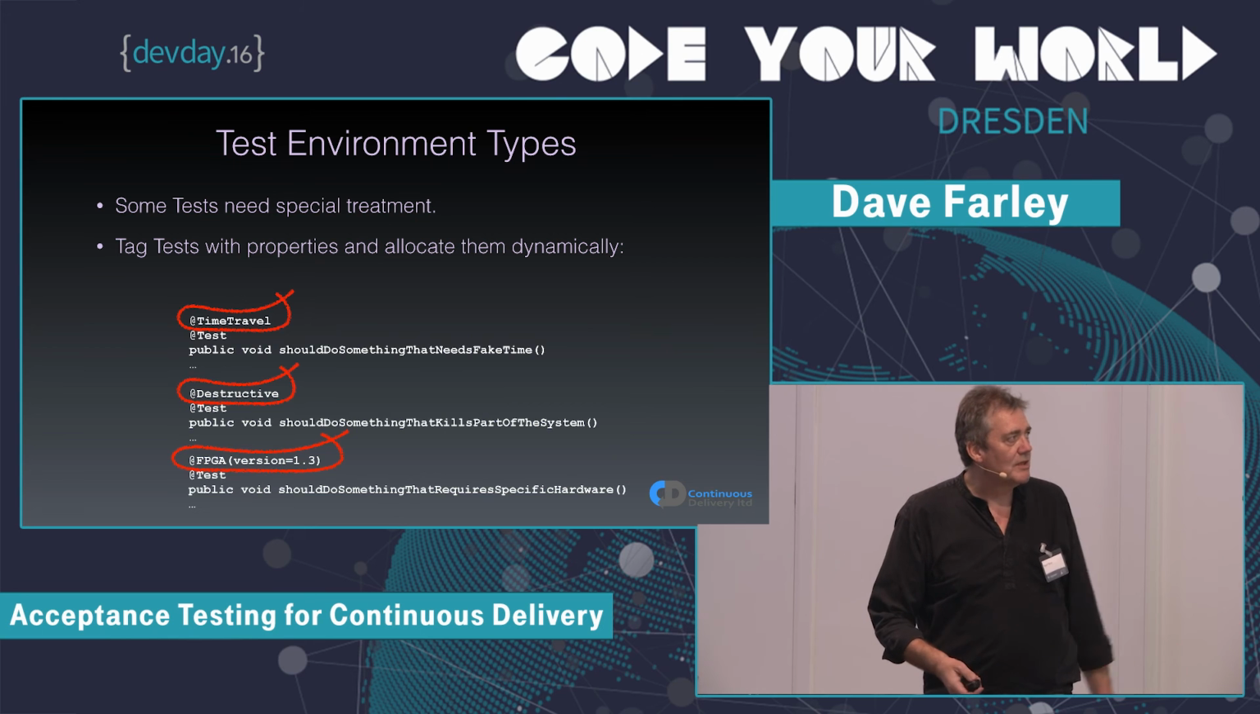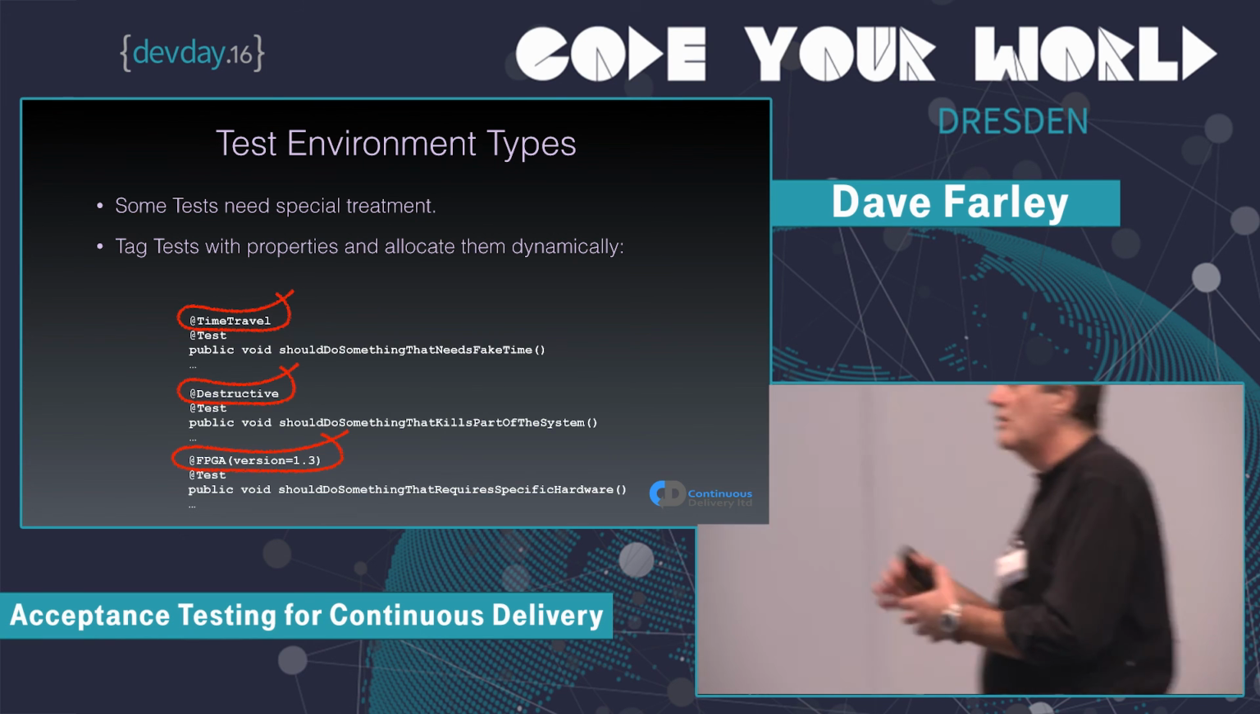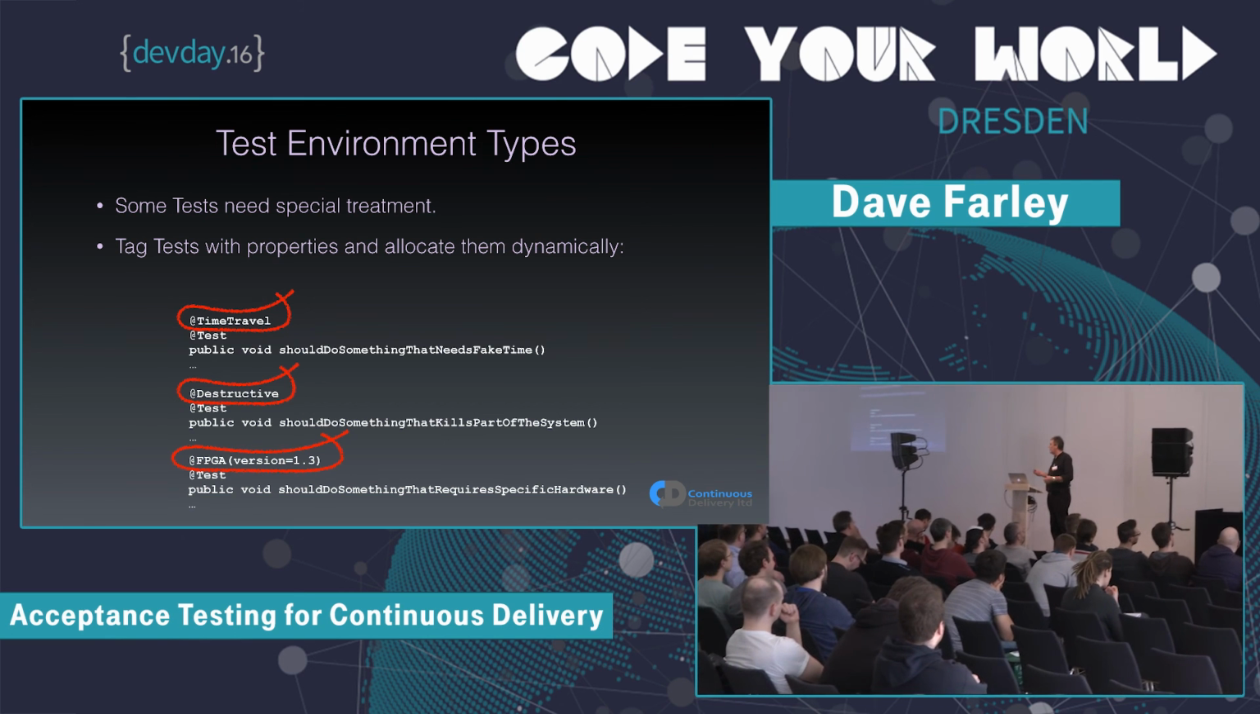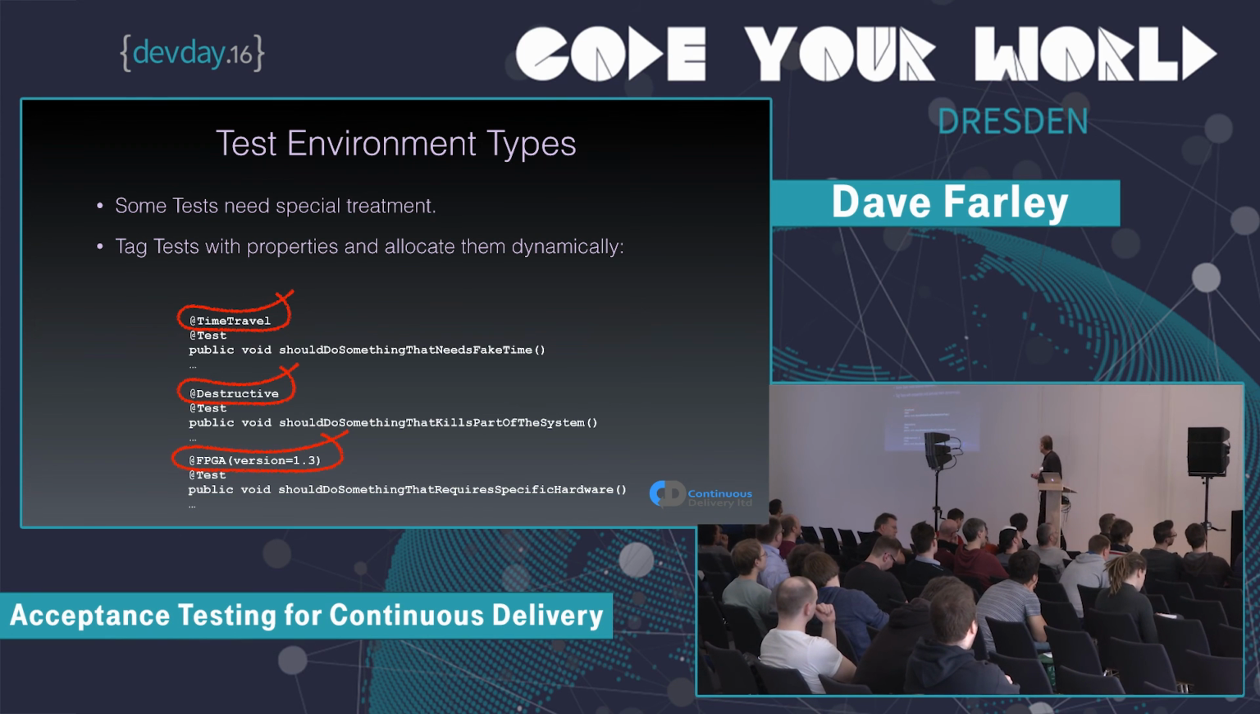So these are more expensive tests. Also, destructive tests. We might want to kill parts of the system and see what happens when they come back alive, that kind of thing. And it's quite good to tag our tests, annotate our tests and say, this is this kind of test. That gives us the flexibility then to have a test allocator that can make decisions at runtime and decide where to place tests.